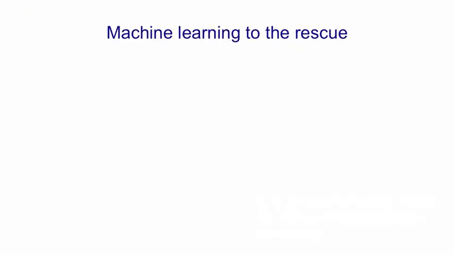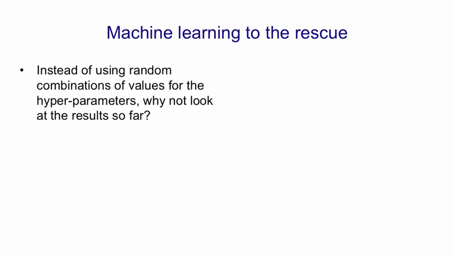There's something we can do that's much better than random combinations. And basically it amounts to saying, let's use machine learning to simulate the graduate student who is trying to decide what the hyperparameters should be. So instead of using random combinations, we look at the results we've got so far and try and predict what combinations are likely to work well.